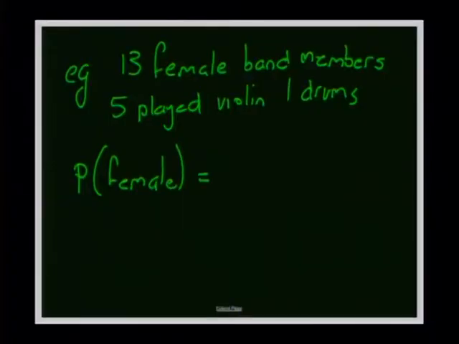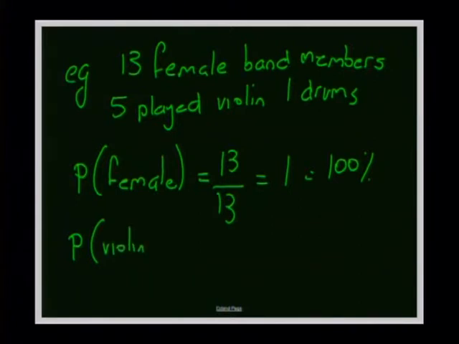well, we end up with the total favorable outcome. There were 13 females out of the total possible 13 band members, and I can see that that is 1 or 100% chance that they are females. What is the probability that they play the violin? Well, in this case, I've got my favorable outcomes. There were 5 that play the violin out of my total possible 13.